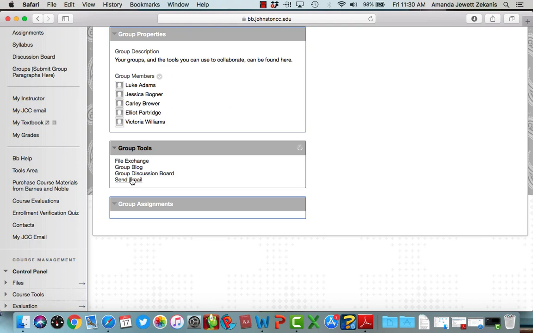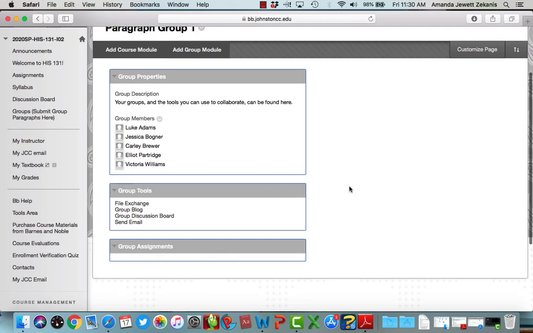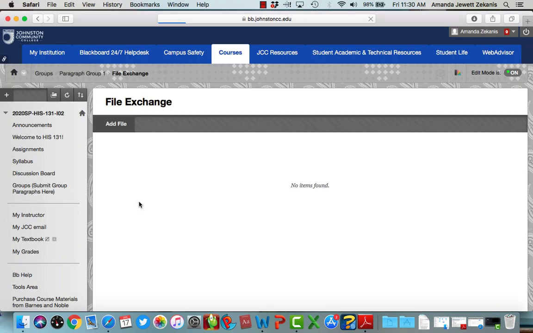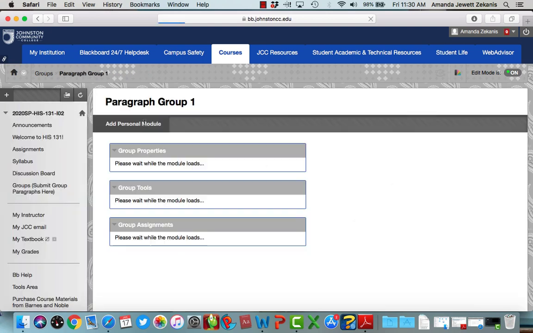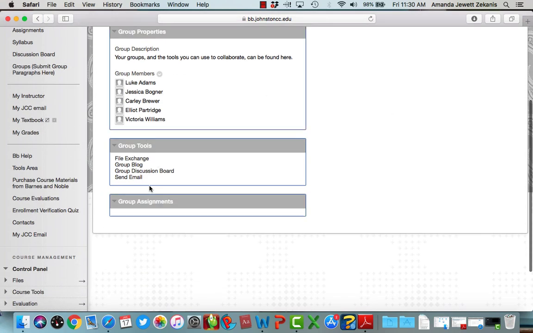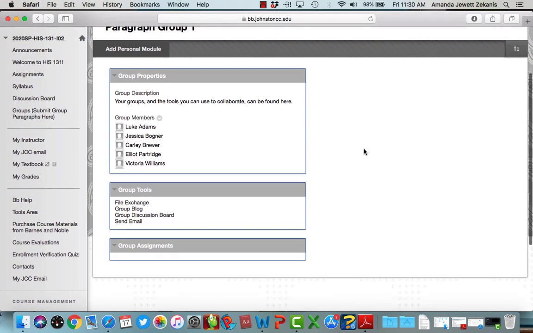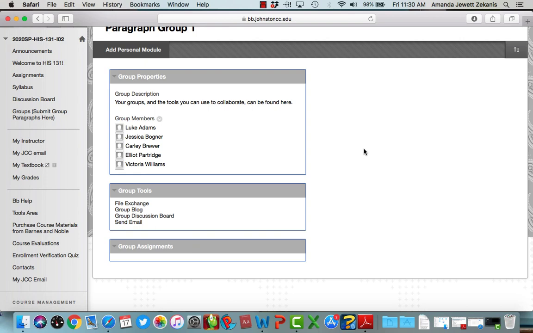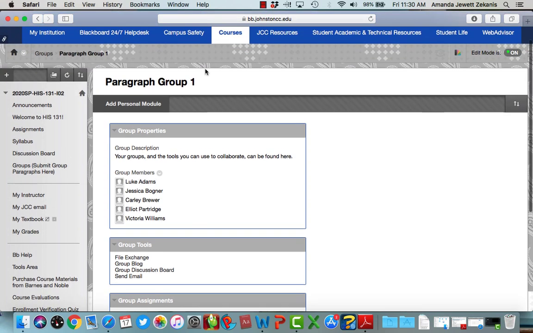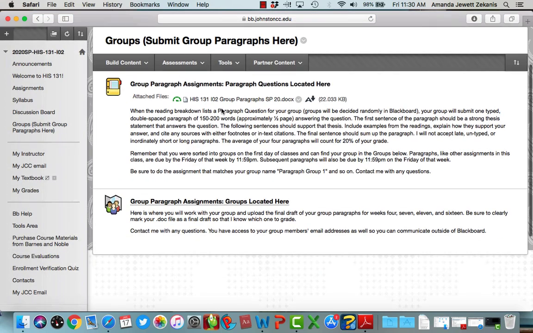When you are ready to submit, for example, if I click into a file exchange, I would see anything that you've uploaded. When you are ready to submit your final draft, you will want to upload a .doc file. You will want to specifically say in the name of that file that it is the final draft, because that is the one that I will grade.